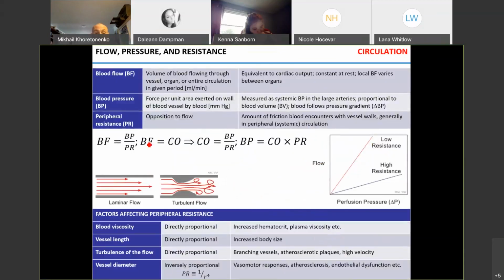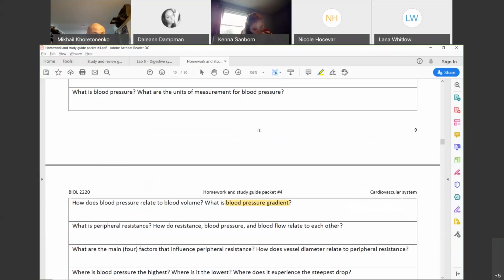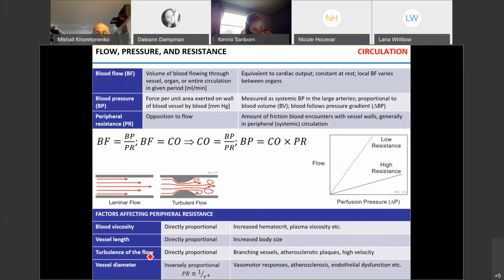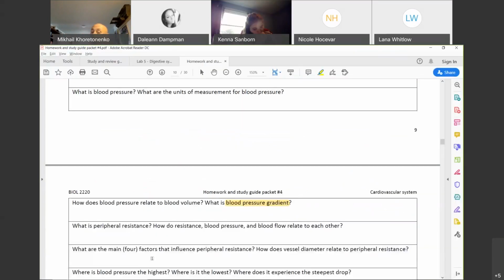So these equations here, okay, you probably can see them. Four main factors that influence peripheral resistance. These are the ones: viscosity, length of the vessel, turbulence of the flow, vessel diameter. Remember, only one factor can be changed really quickly. It's the diameter of the vessel. Okay. So the smaller the vessel, the higher the resistance.